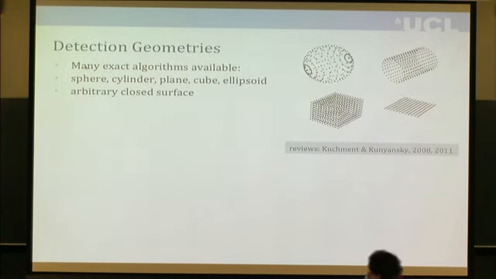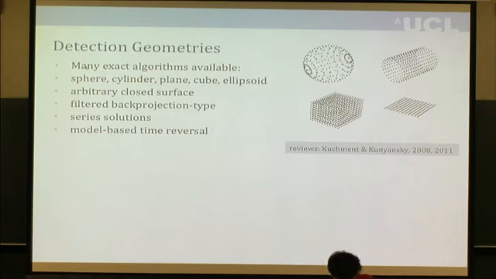Okay, so there's lots of algorithms in the literature, and I'm not going to try and talk about them. There are some excellent reviews if you want to learn more by Peter Kuchment and Leonid Kunyansky, but they often assume a certain detection geometry. So the early ones were spherical surfaces, infinite cylindrical surfaces, infinite planes. This is supposed to represent sides of a cube. But the key thing is that they're all closed surfaces.